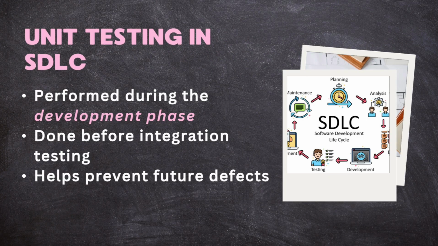Unit testing is also part of the software development lifecycle or SDLC. It is usually performed during the development phase, right after a developer writes a piece of code. Before combining different modules or components together, each unit must first be tested individually. This is done before integration testing, where multiple units are connected and tested as a group. By doing unit testing early, developers can prevent many defects from appearing later in the development process.